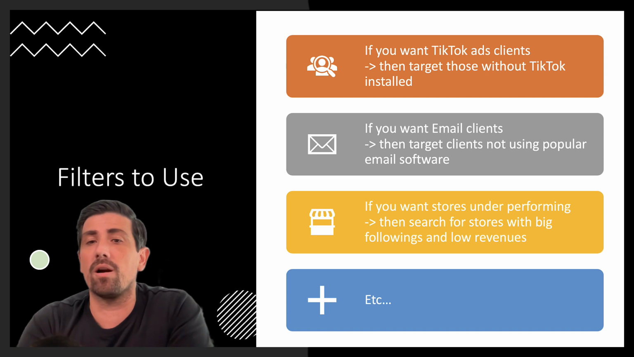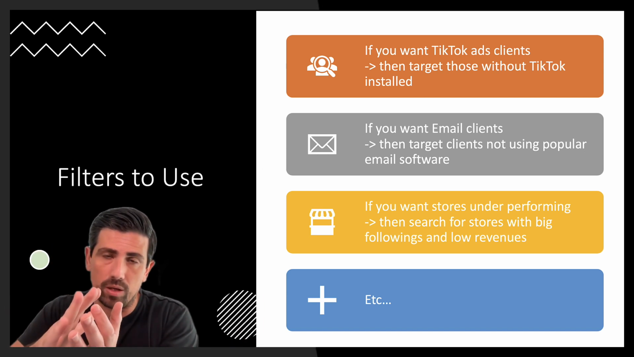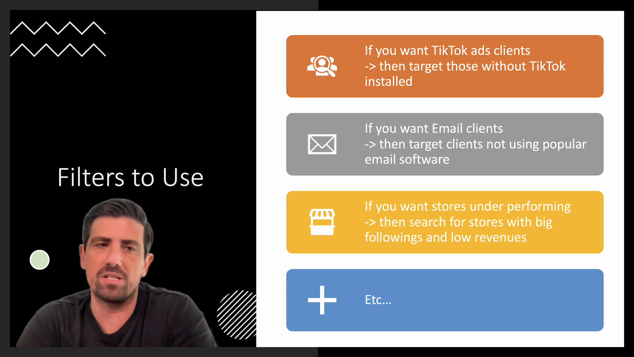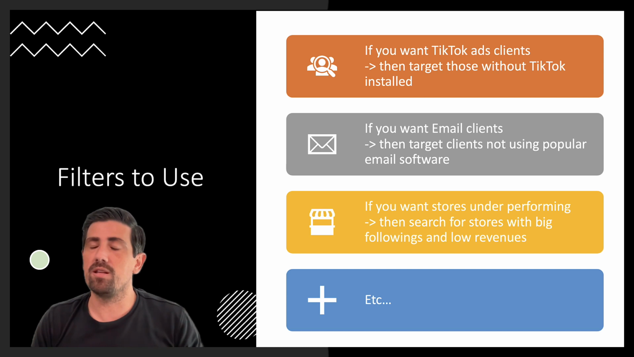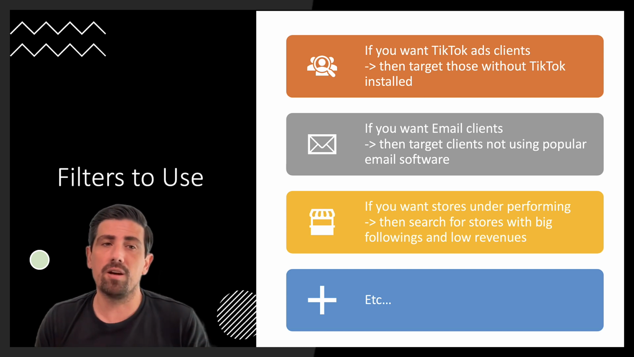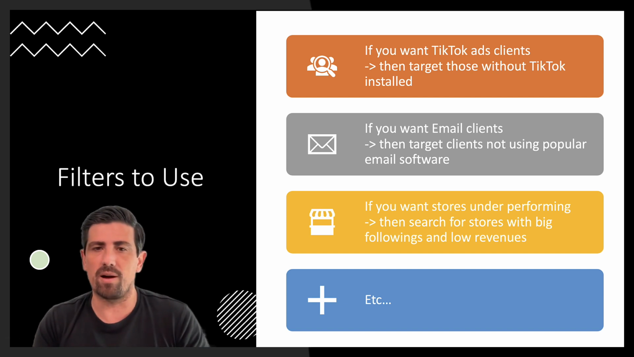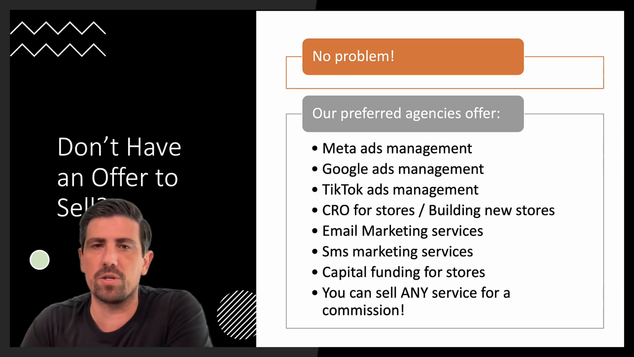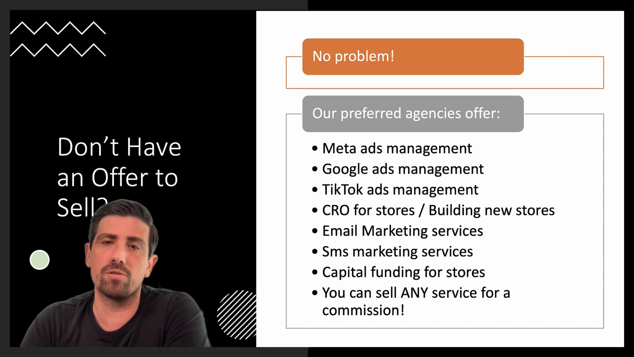If you want stores that are underperforming, then search for stores with big followings and very little revenue. So that's a great search of show me any store that has over 100,000 followers that makes less than 10 grand a month. They should be making more than 10 grand a month with over 100,000 followers. All you have to do is reach out and say, hey, what's wrong? Hey, can I help you out with your store? I'll take a percentage of revenue. Boom. Great ways to make money. So that's all using StoreFilter data, and we provide the contact information for every single store.